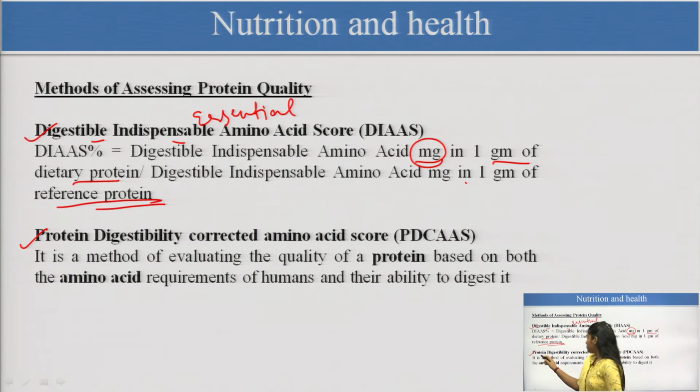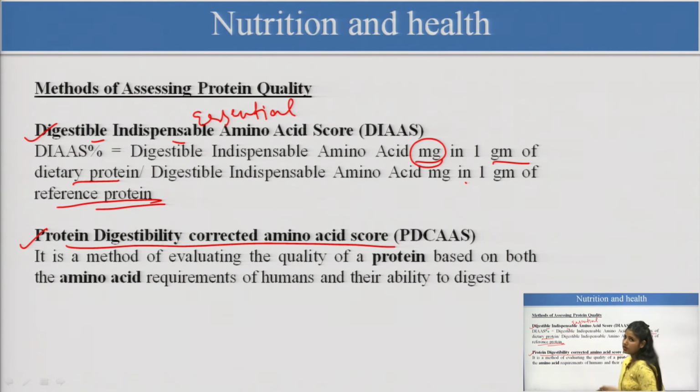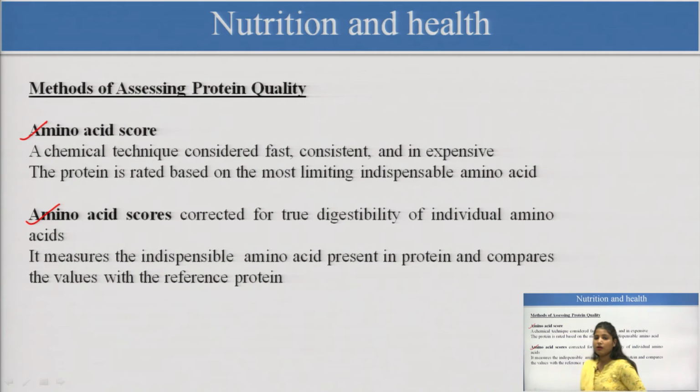This is how we compare how much digestible amino acid is present in the diet we are taking. Then the protein digestibility corrected amino acid score. Every amino acid has a different digestibility score, and we have given those scores. On that basis we check the quality of the proteins, the quality of the diet we are taking. Then amino acid score: here we are not taking the digestibility component, we have given only the quality of the amino acid.